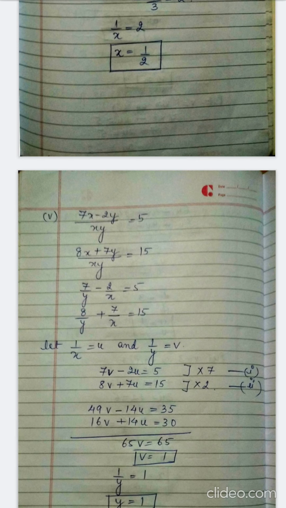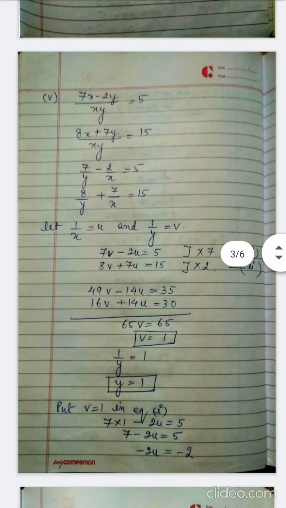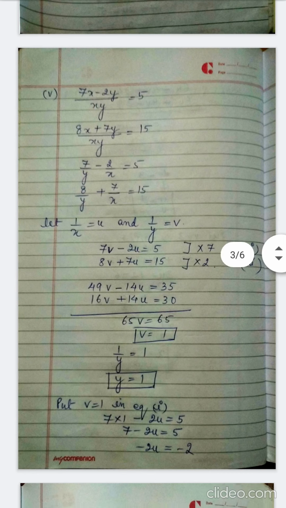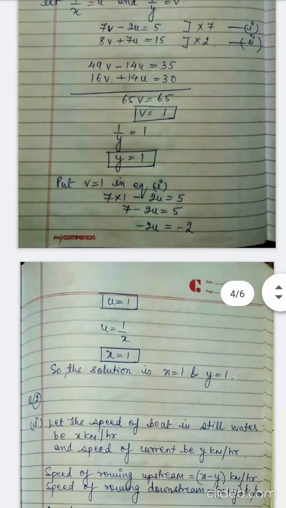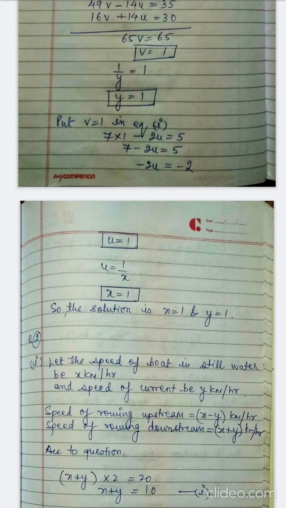Now 1 upon x is equal to u and 1 upon y is equal to v. Taking u and v, we get the value of v, that is 1, and 1 upon y is equal to v, that is y is equal to 1. Now put the value of v in equation 1, we get the value of u, where u is equal to 1, and u is equal to 1 upon x, so x is equal to 1. So the solution is x is equal to 1 and y is equal to 1. In this way we are applying the reducible method. Here we reduce our variables x and y and their combinations in place of u and v.